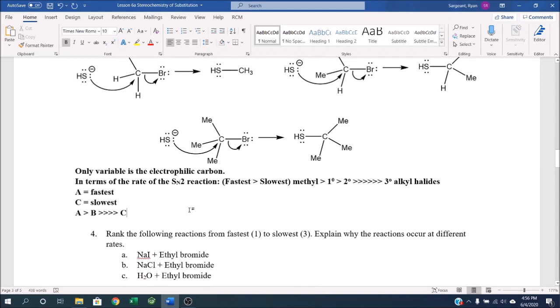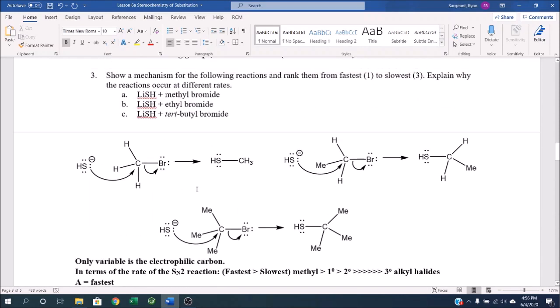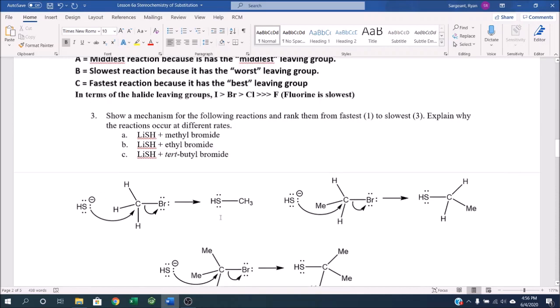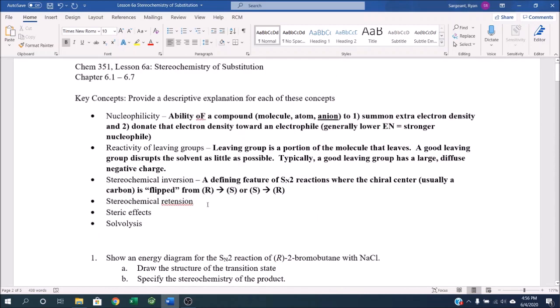Explain why these reactions occur at different rates. Okay, so now why? Why is it that it's easier for the sulfide to hit this carbon than it is for the sulfide to hit that carbon, and it's almost impossible for this sulfide to come in here and slap that carbon in the back of the head? And the answer is sterics. So this is one of the vocab terms, steric effects. During an SN2 reaction, which is a backside attack, the more substituted carbon is sterically hindered and reacts slower.